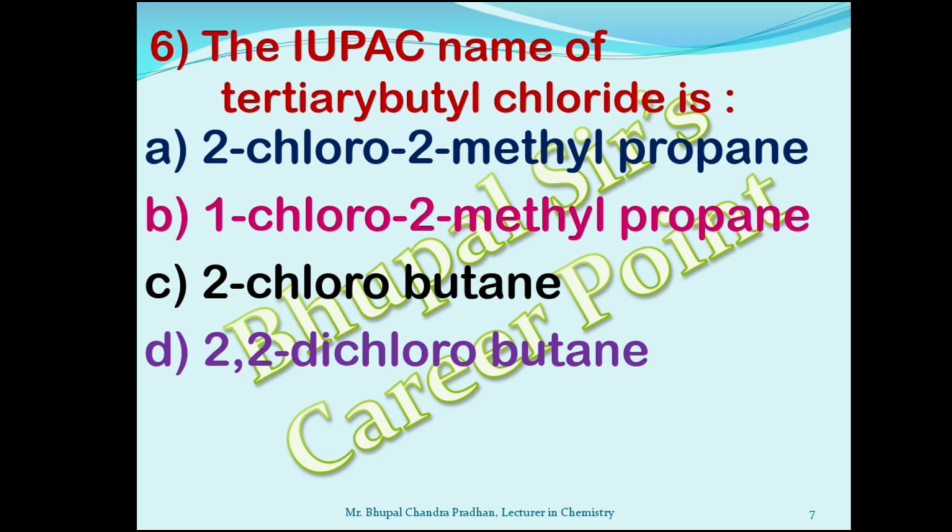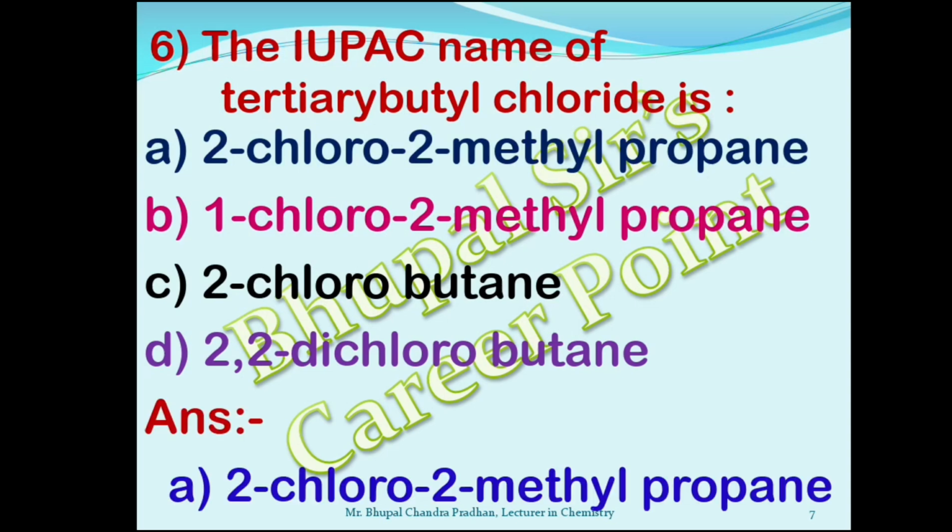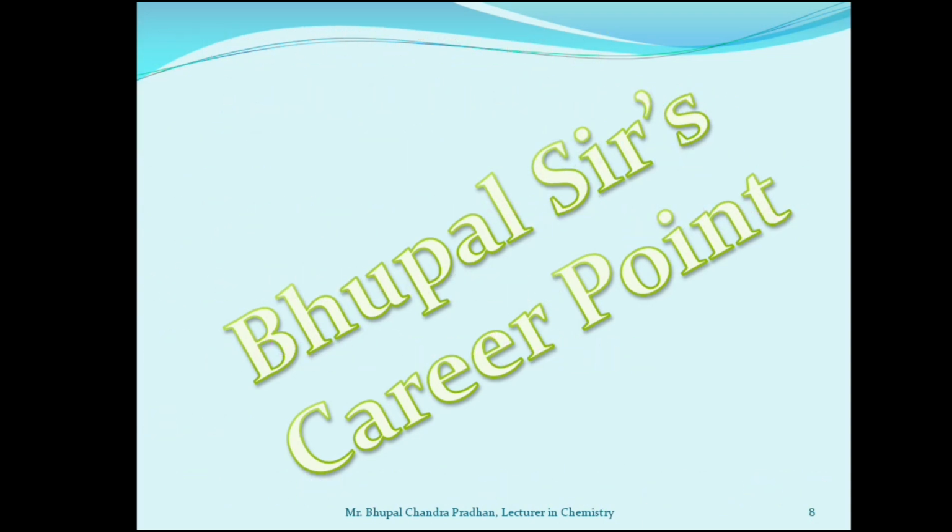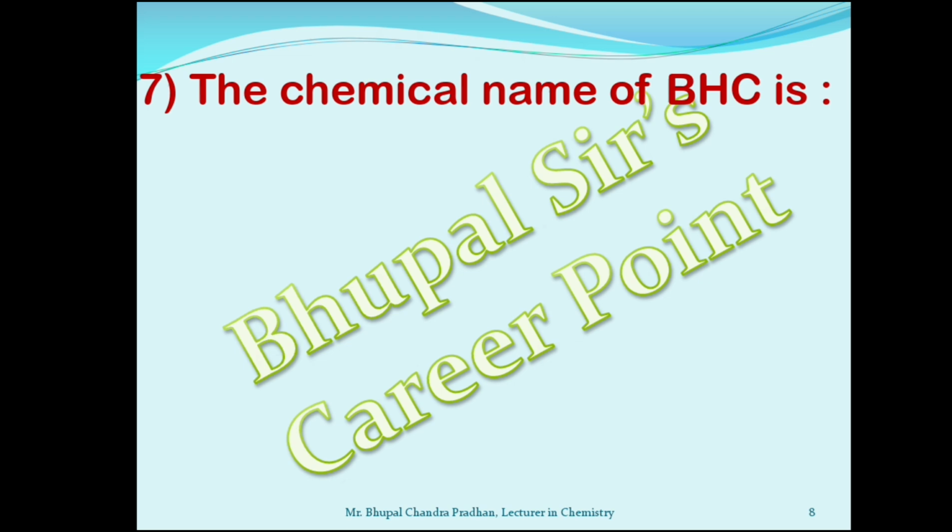Tertiary butyl chloride is (CH3)3CCl. So here two side chains are attached to the middle carbon atom. Numbering could be done from any side. Side chains will be two: one is chloro, the other is methyl. So the actual answer is option A, that is 2-chloro 2-methyl propane. Thanks to the students who gave answer option A. Let us come to the next question, question number 7.